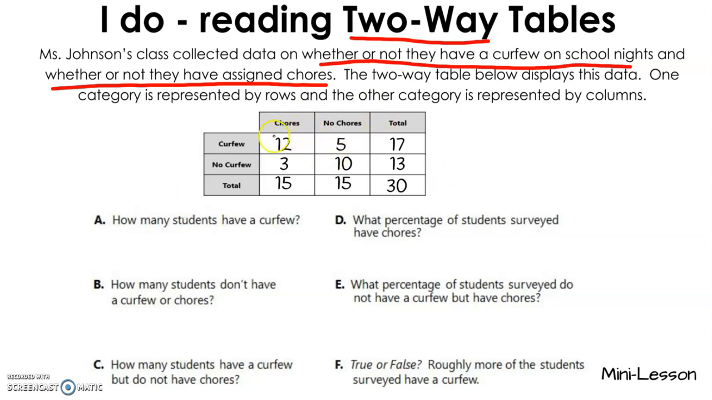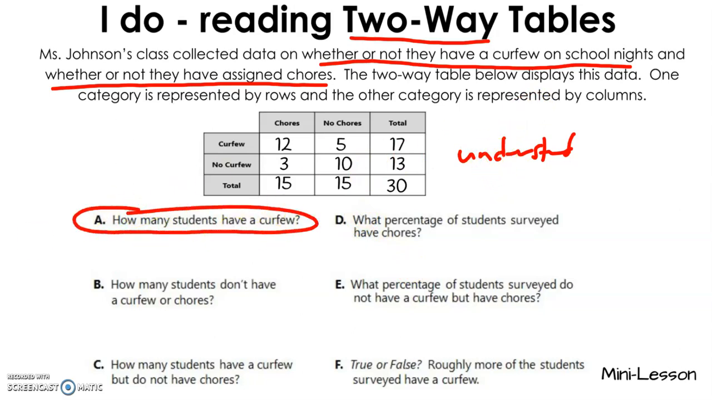So here it is. Here's the results of the two-way table made by the students in this class. And let's talk first, just today, about how to read that. Let's make sure we understand that. So some questions you might try to find the answer to from a two-way table might be something like this. How many students have a curfew? So looking at this table, here's the people that said they had a curfew.